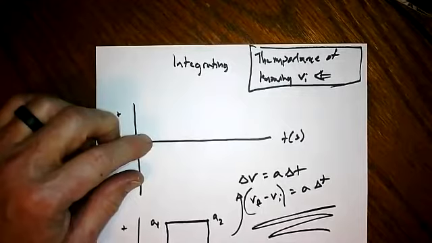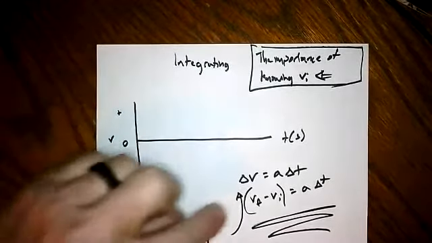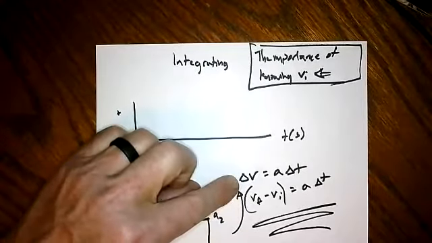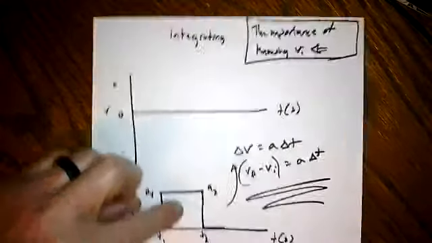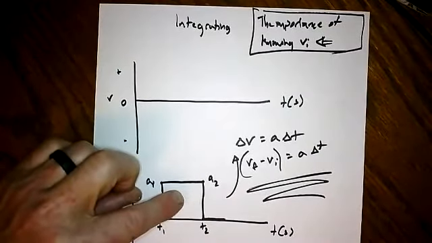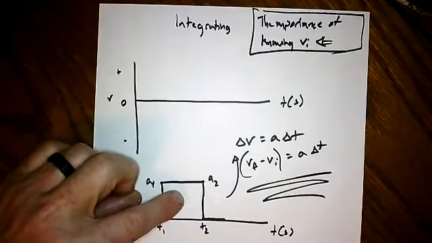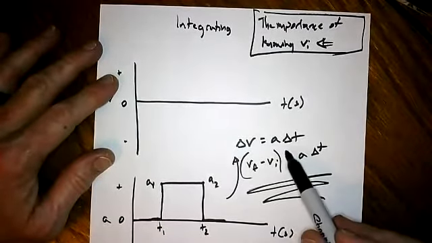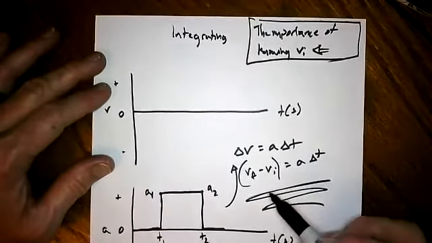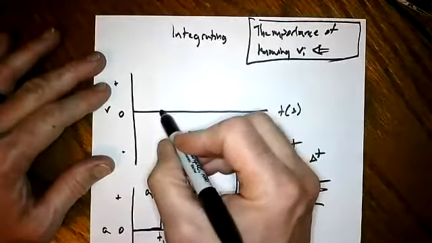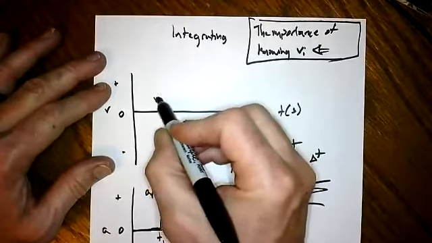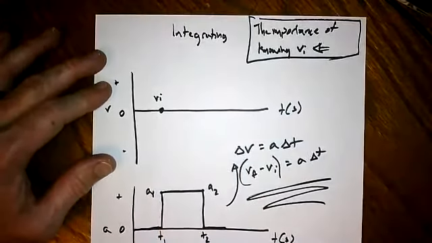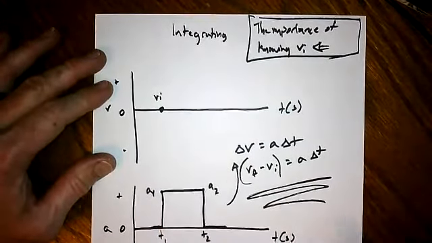All I can say is the change in velocity is equal to the area under this curve. The change in velocity, whatever it is, is equal to the area under that curve. So that means if I start with initial velocity here at zero, now I can calculate VF.